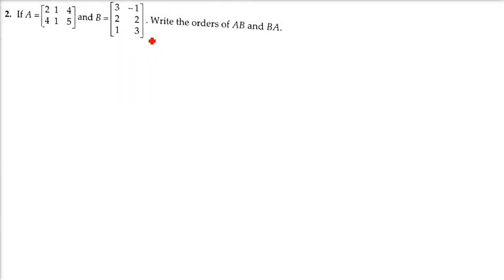If A is this and B is this, write the orders of AB and BA. So A is, see, how many rows are there? 2 rows, and 3 columns, so 2 cross 3. And what is B? There are 3 rows, and 2 columns, so 3 cross 2. Now A into B, A cross B: the column of the first matrix should be equal to the row of the second matrix, and this is equal.